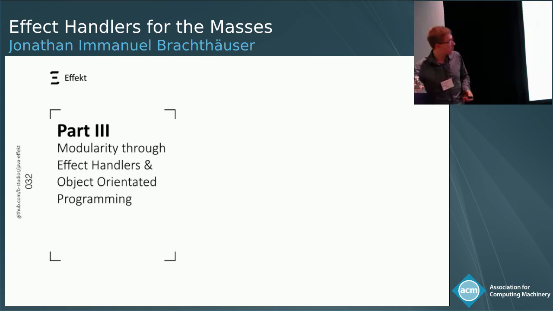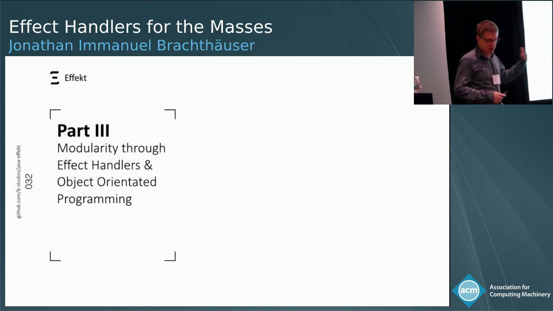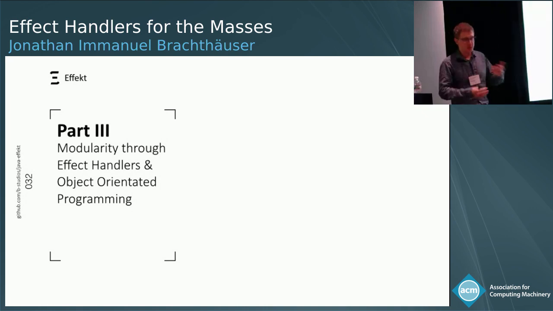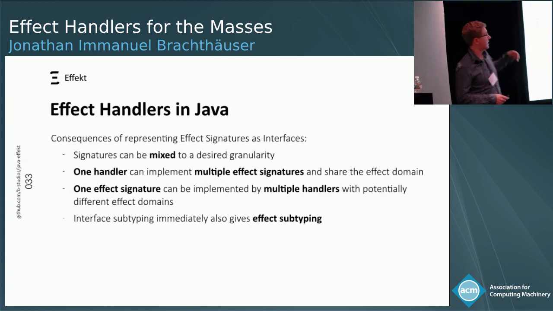So finally, I want to show you another example that illustrates a bit of how combining effect handlers with object-oriented programming gives us a new potential for reuse and modularity. And as we have seen, effect signatures are just represented as interfaces, and this has a number of consequences. So we can just use now Java object-oriented programming, which means we can mix signatures to the desired granularity that we want.